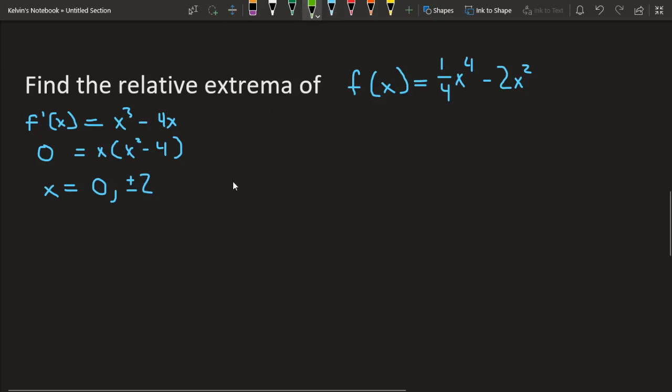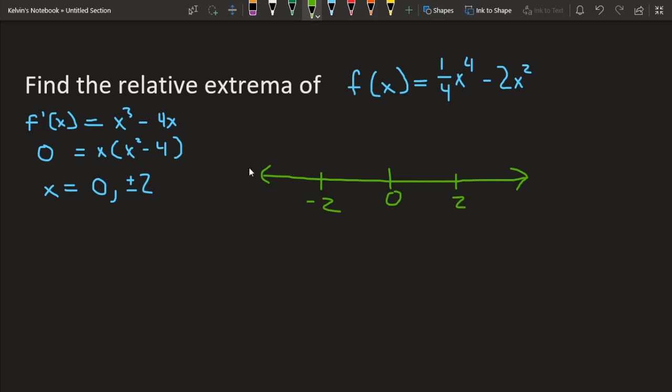Now for our next step, we have to make a number line, and we have to plot the points on it: 0, 2, negative 2.